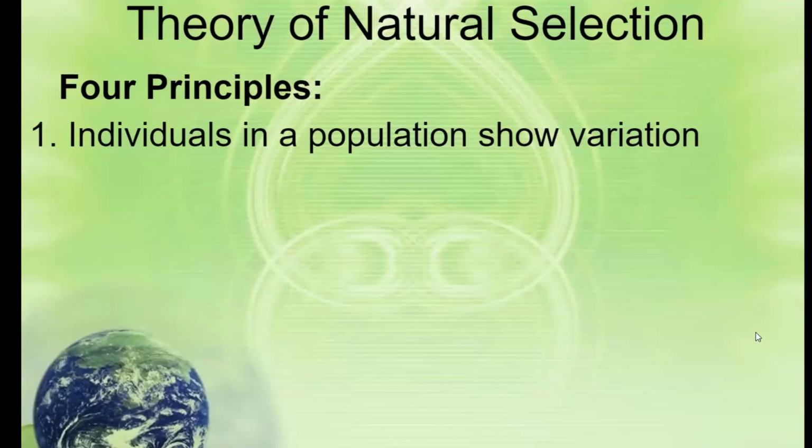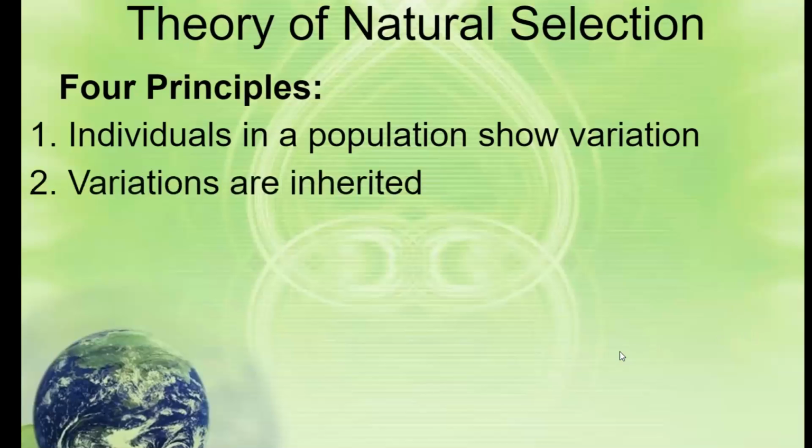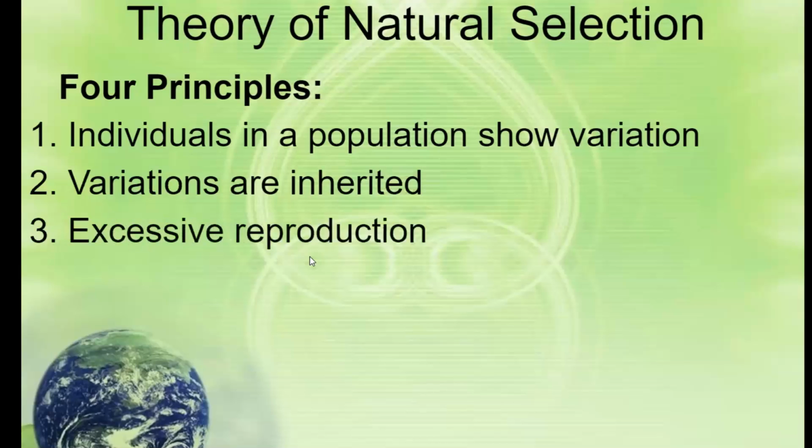So there's a variation, and that variation is inherited. There would be no change over time if these genes weren't passed from the parents to the offspring. Like if you're just fast in your generation and you don't pass on that fast gene, like if it wasn't a genetic code, then there would not be a change over several generations. So variations must be inherited.